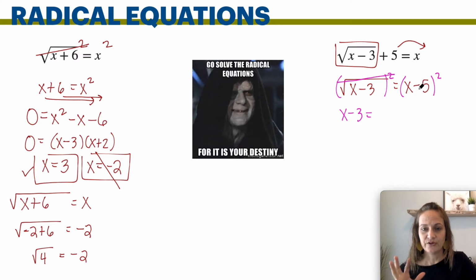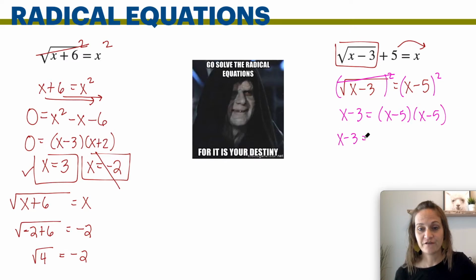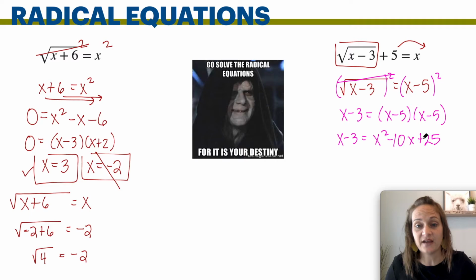But do not tell me that this is x squared minus 25. It's not. You cannot just square each part. This entire thing is squared, which means you have to write it twice, which means you have to FOIL, okay? So this FOILs into x squared minus 10x plus 25.